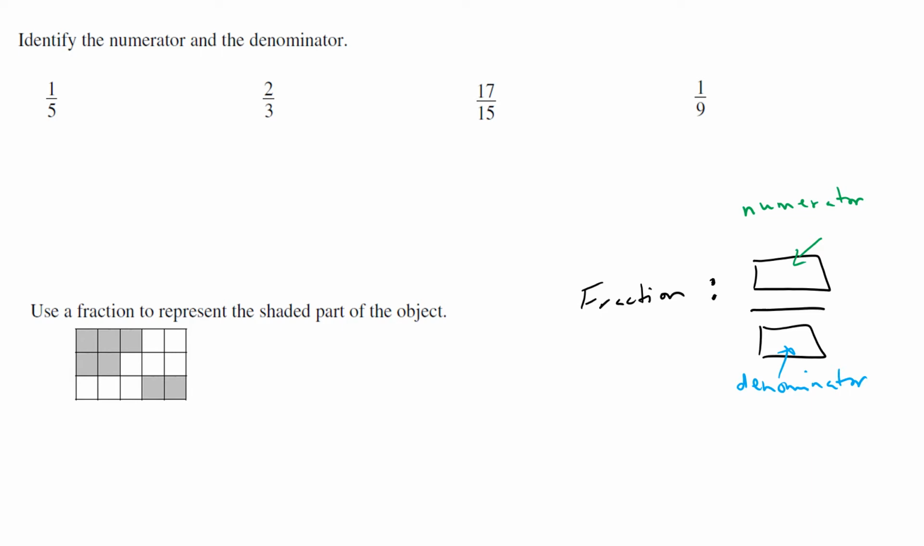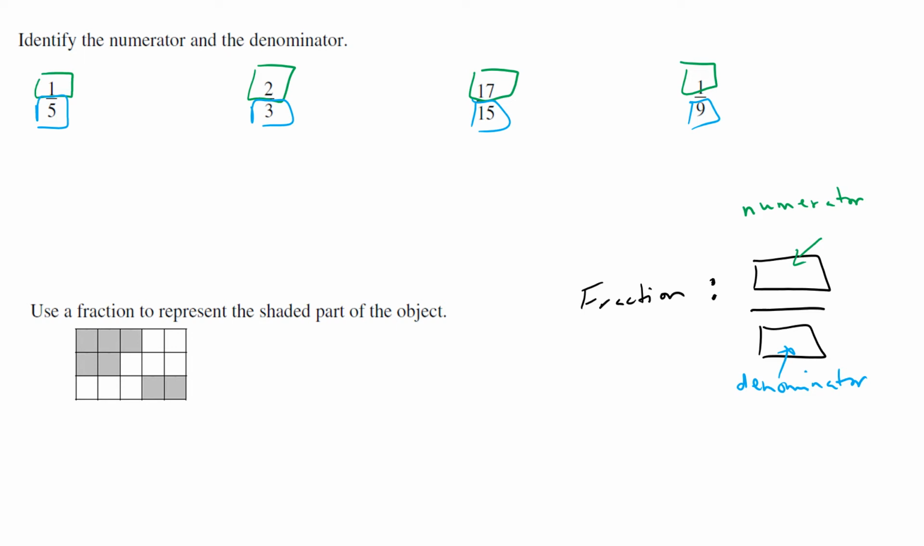So here we want to identify the numerator and the denominator. 1 here is our numerator. 2 is our numerator. Even though 17 is larger than 15, it doesn't matter. 17 is still our numerator, and 1 is our numerator. Same thing with our denominators. It doesn't matter if the denominator is larger or smaller than the numerator. If it's in the bottom of our fraction, it's our denominator. So our denominators here are 5, 3, 15, and 9. That's more of just a terminology question.